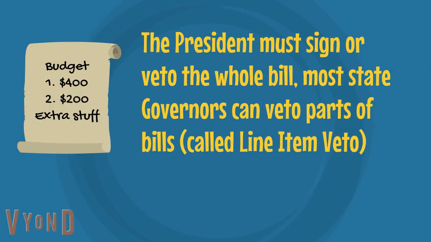One of the unique things about the Constitution is that the president has to sign or veto the entire bill. If you go to a state, governors have what are called line item vetoes, which means if there are 10 things in the bill, a state governor can wipe out one of them, veto that one line, and keep the other 9 things. In the U.S. federal government, we can't do that.